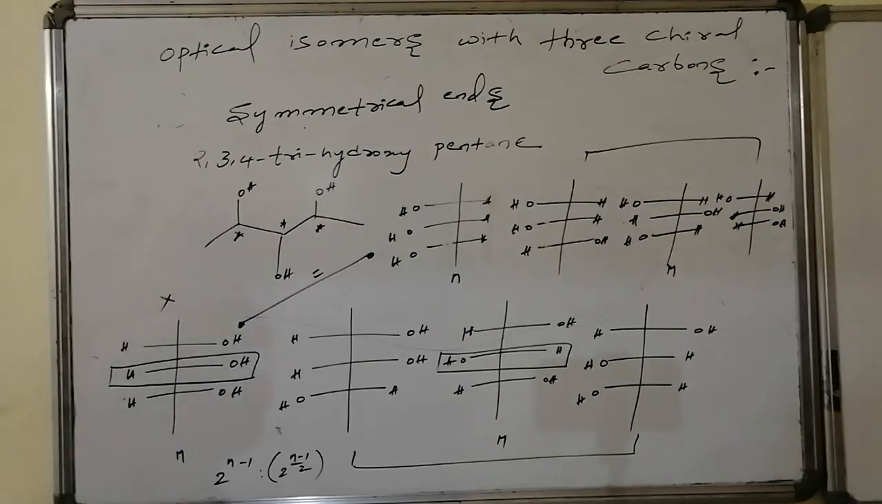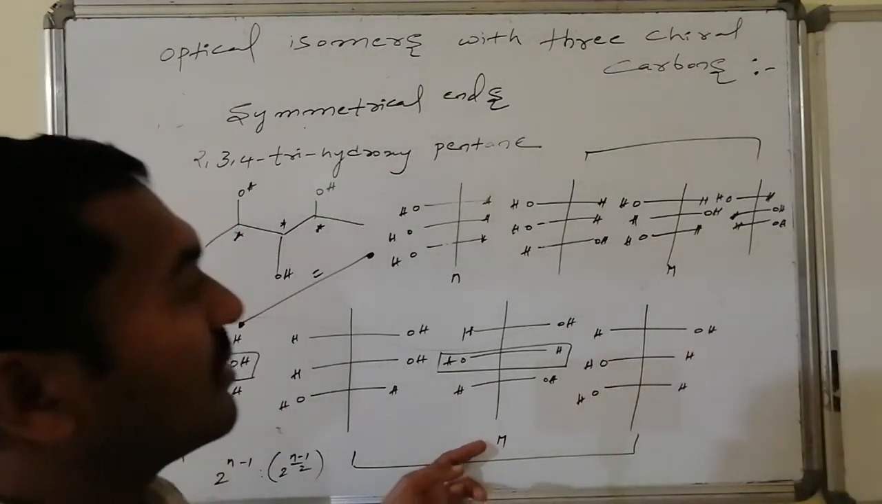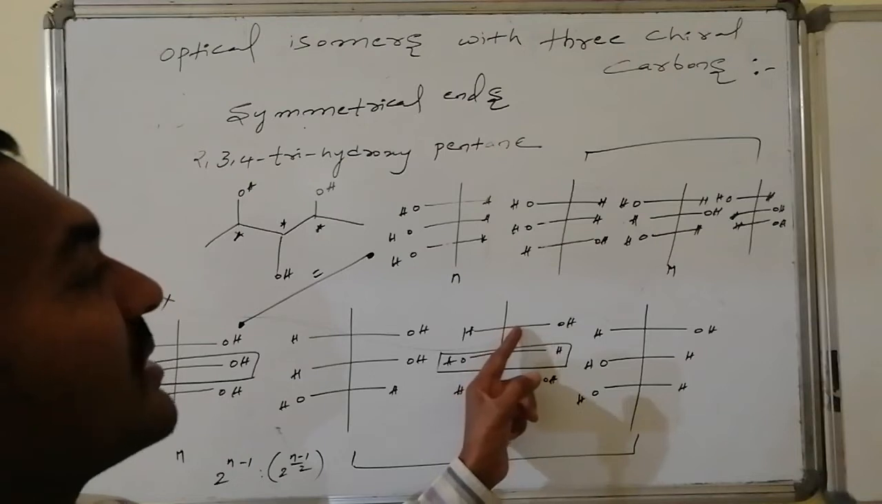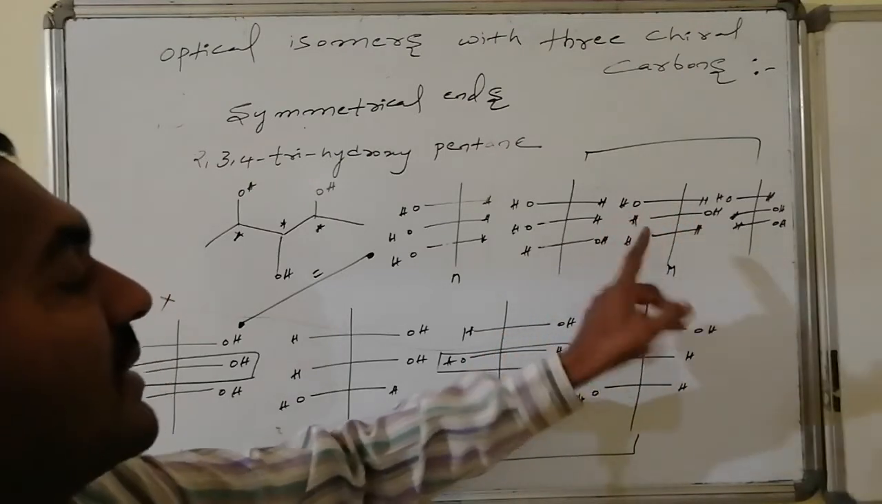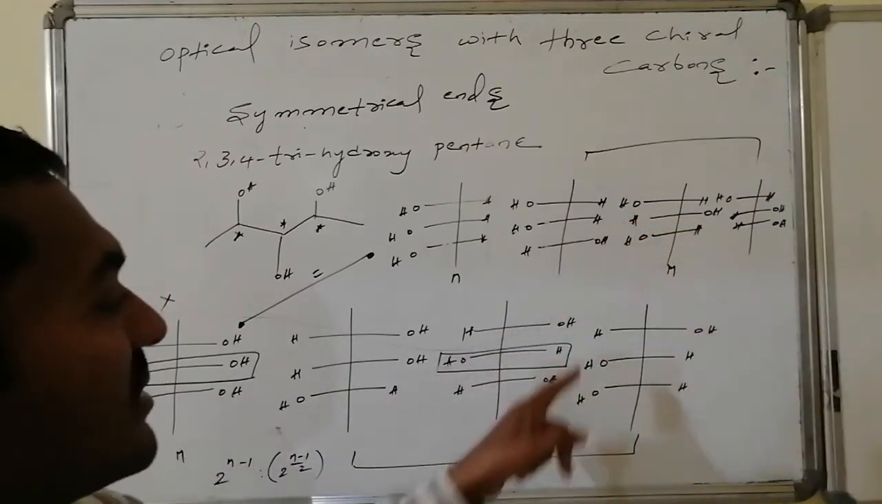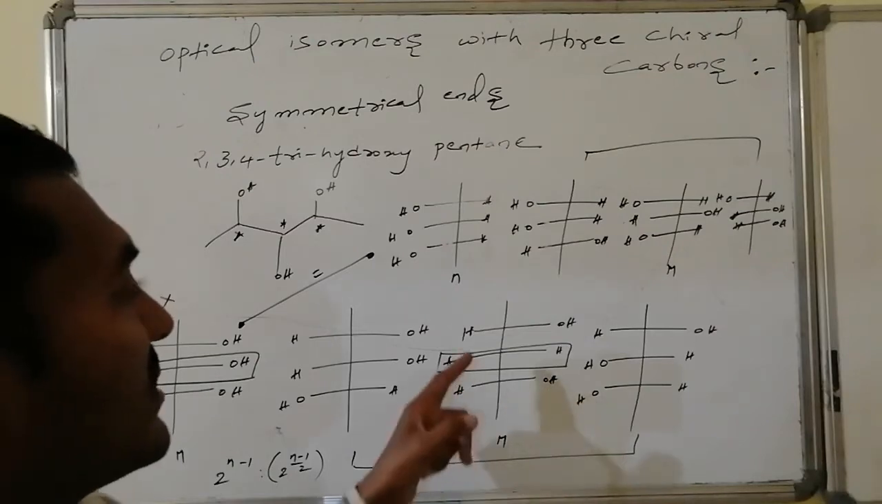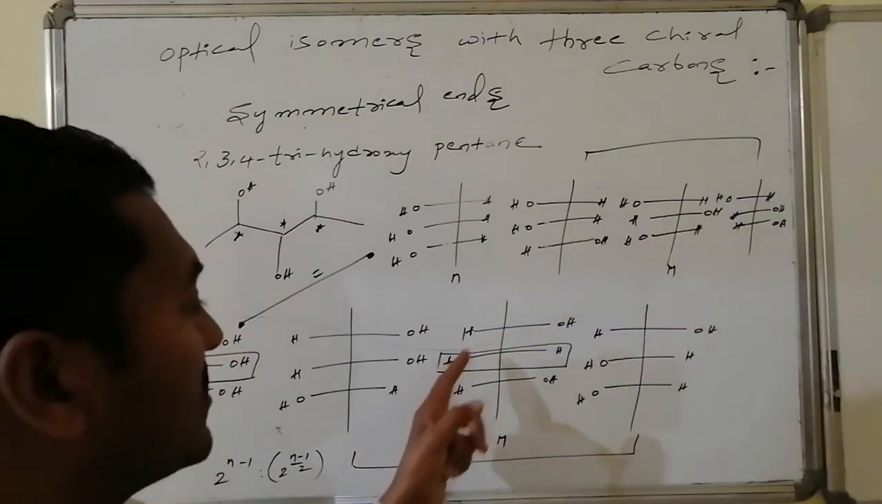Similarly here, another meso compound: this is meso and this is also meso. Connectivities are the same: H and OH, H and OH. Yes, here OH, H, OH is present; OH, H, OH is present. Similarly H, OH, H, H, OH, OH.